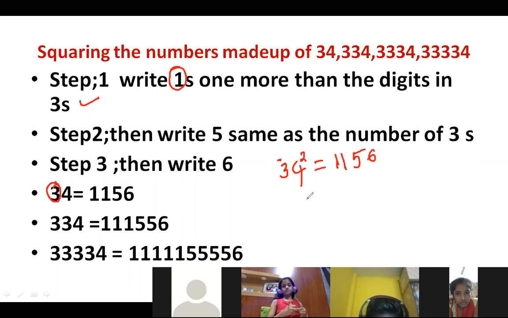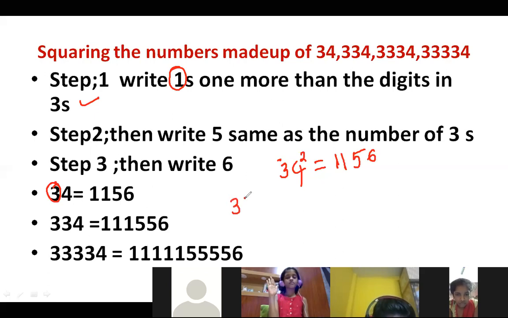That's it. You can take a screenshot because I have written step 2 and step 3 clearly. It is better to take screenshots also. So 34 squared means 1156.